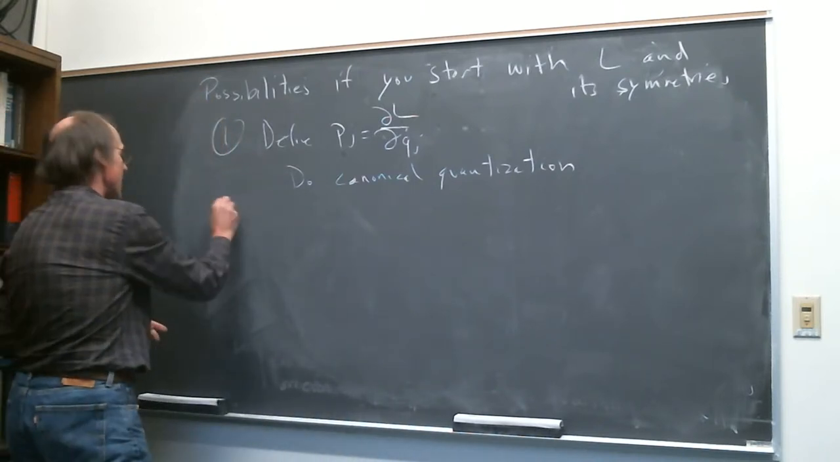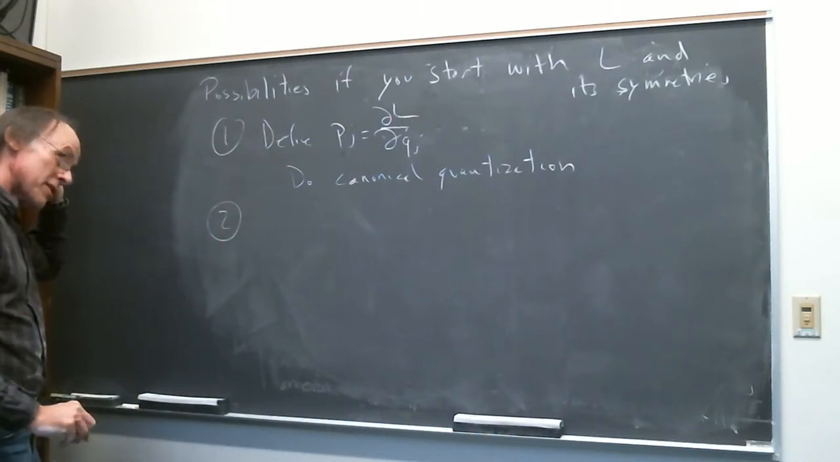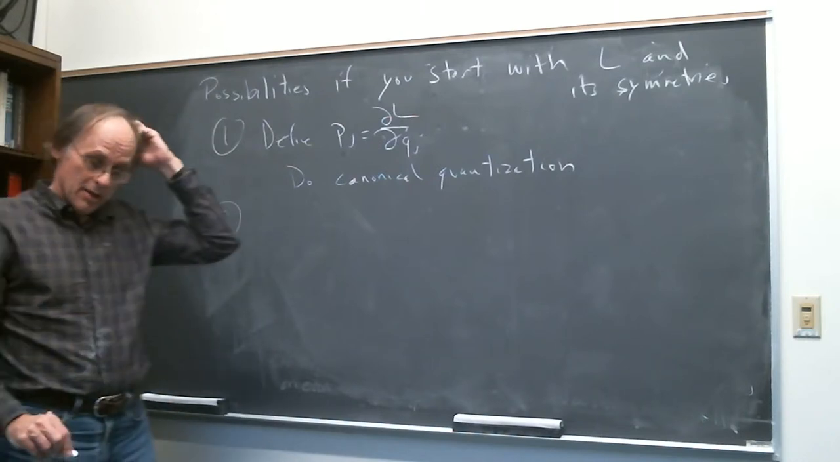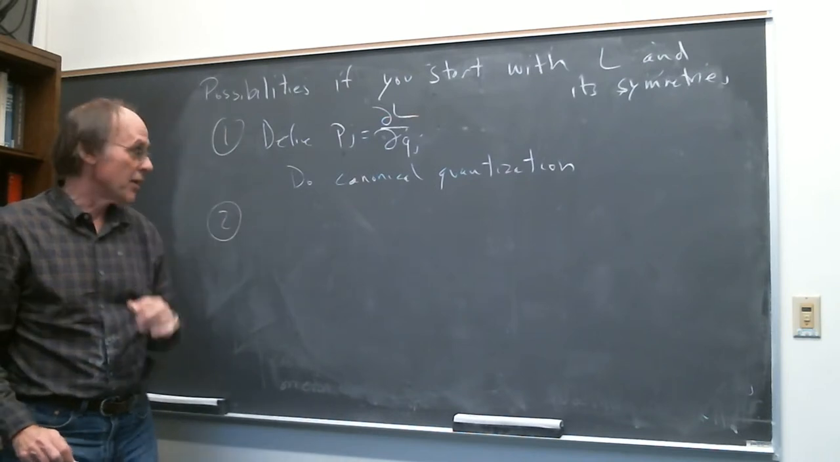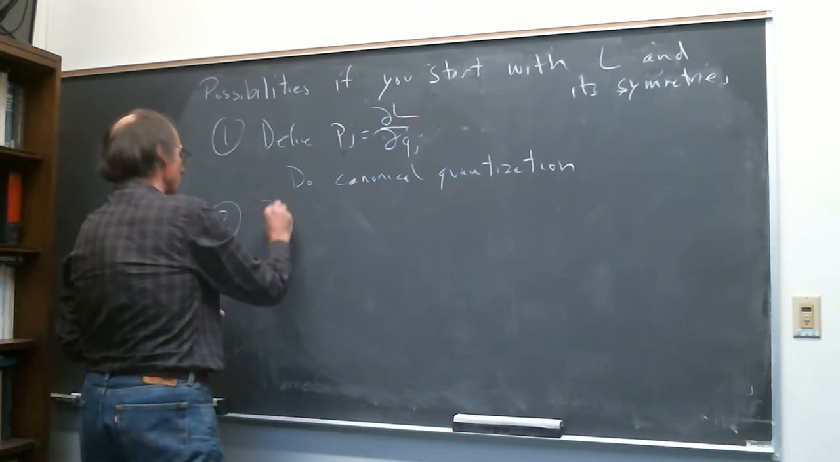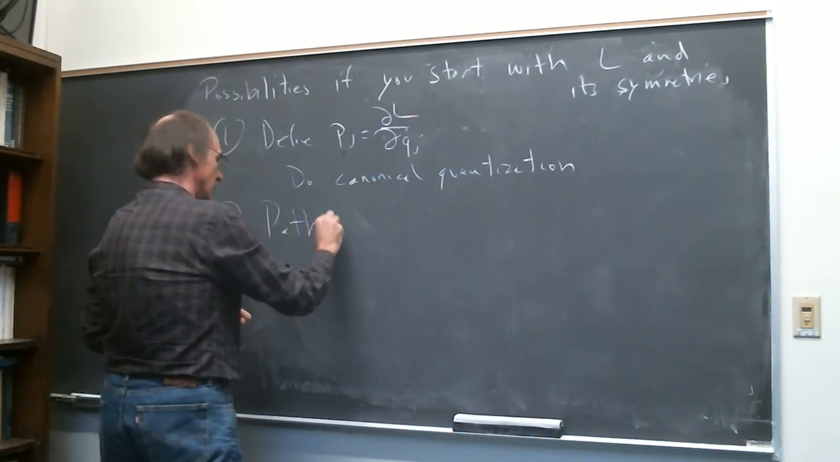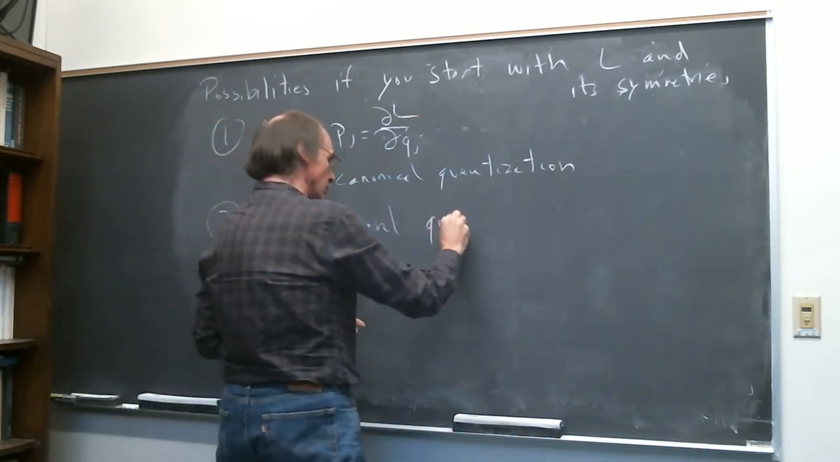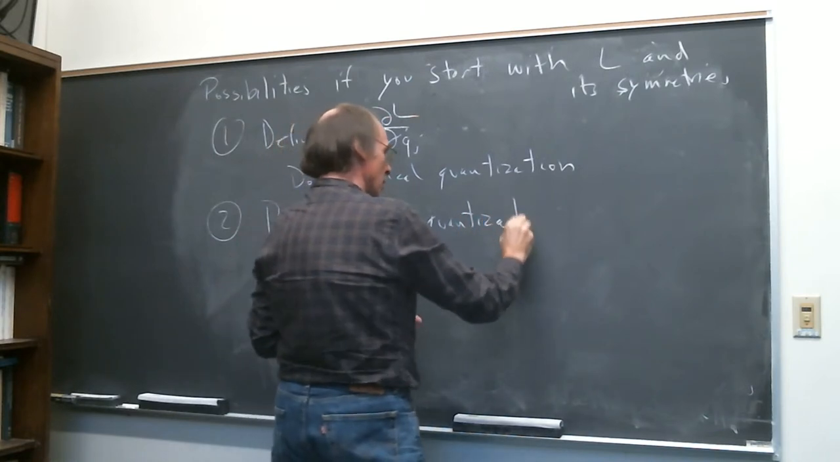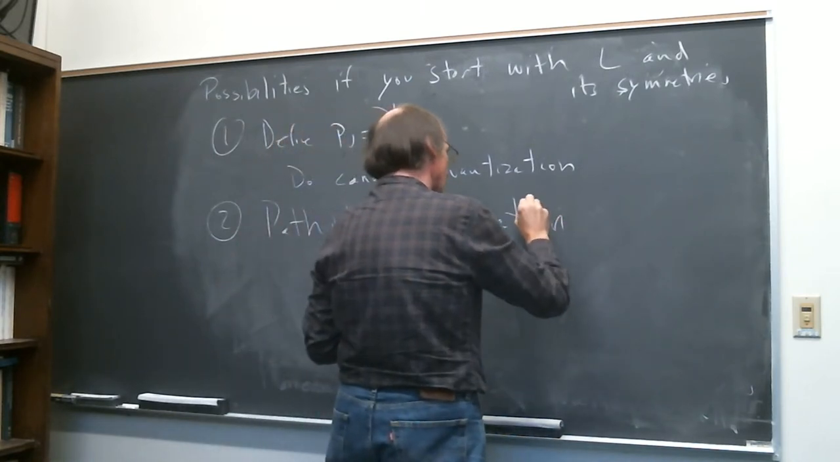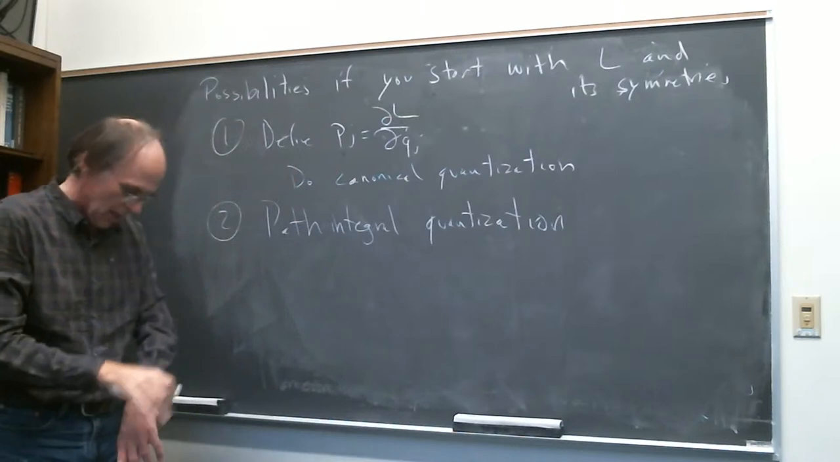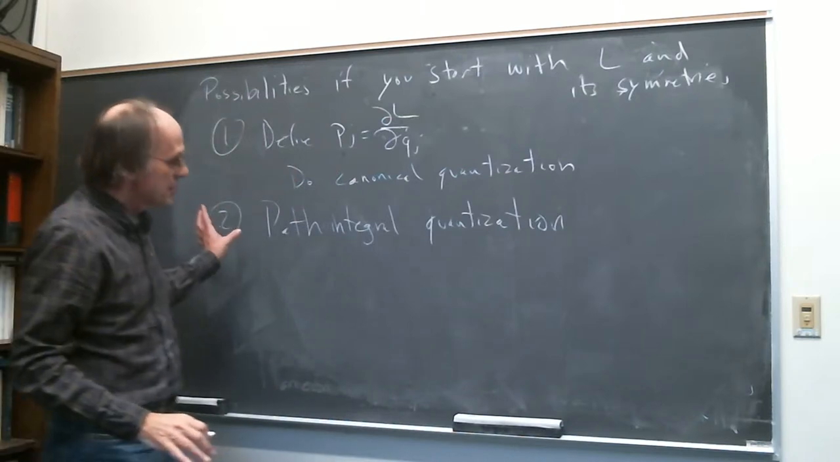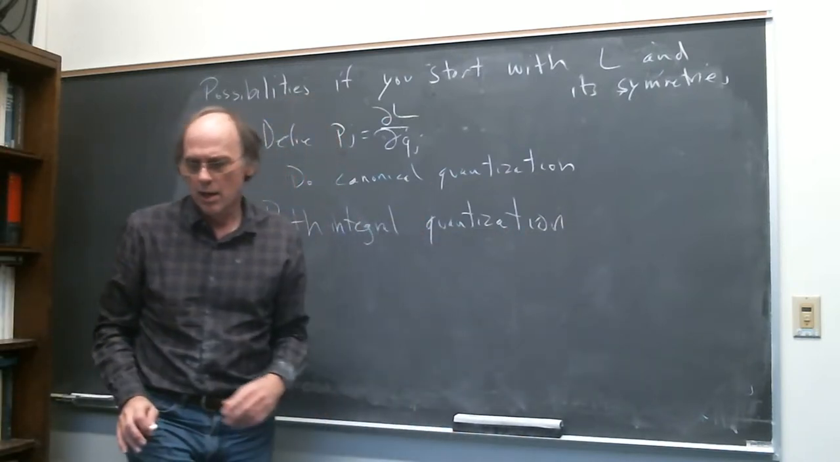Okay, but now the second thing, the more modern approach that most newer textbooks in quantum field theory try to do, is what's called path integral quantization. I'm trying to decide how much to say. So this is actually kind of a long story.